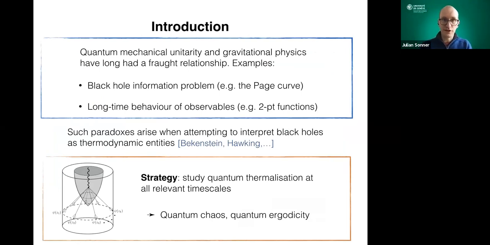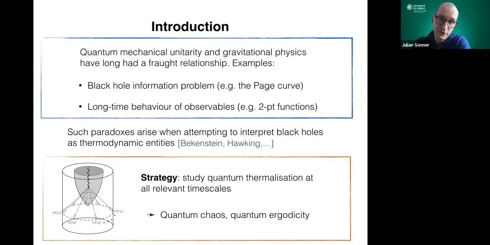So, let's talk about more physics. Let's talk about what is the motivation, what is the general context. As no doubt all of you know, quantum mechanical unitarity and gravitational physics have long had a fraught relationship. There seems to be something that doesn't sit easy. Either one or the other seems to be in tension with the results that we get from our theories. Most famously, this is illustrated by what's known as the black hole information problem. And in particular, here I want to think about its ramification for what's called the Page curve, whether it behaves like it is expected to in a unitary system or it does not.